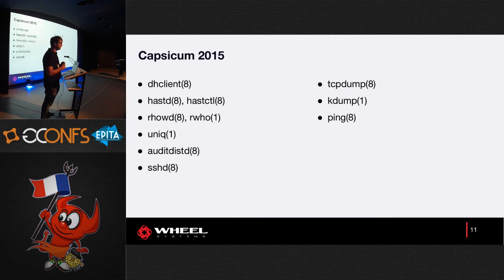So in 2015, we had Capsicum implemented in a few tools. There are a few nice tools like tcpdump or dhclient, but most of them are sshd, but we were still lacking a lot of base system tools. And unfortunately, it took us a long time to get where we are now.